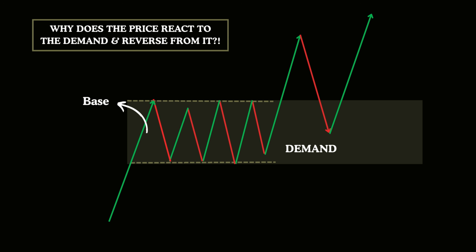So why does price respond to a demand zone and bounce from it? The primary reason it retraces and tests the demand zone is that there's insufficient buying pressure to sustain the upward move. Price seeks out new supply to absorb and meets existing demand, resulting in a pullback. The reversal from the demand zone occurs because of institutional activity in that area.